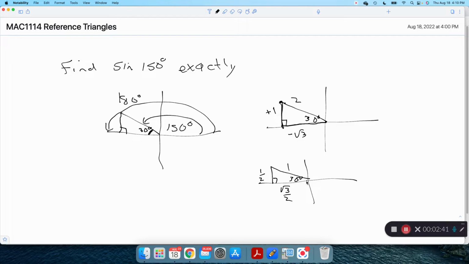Same thing on this one. These are really the same triangle. That's a negative x value, if you like, and a positive y. Then, to find sine of 150, I just do opposite over hypotenuse using this reference angle. Opposite over hypotenuse. Sine of 150 degrees is positive 1/2.